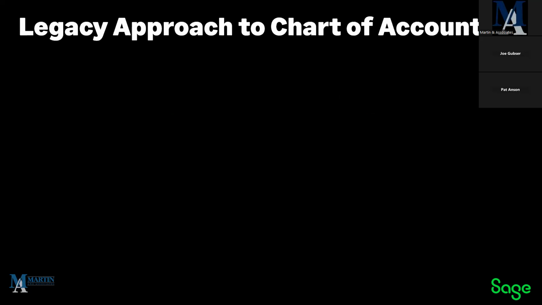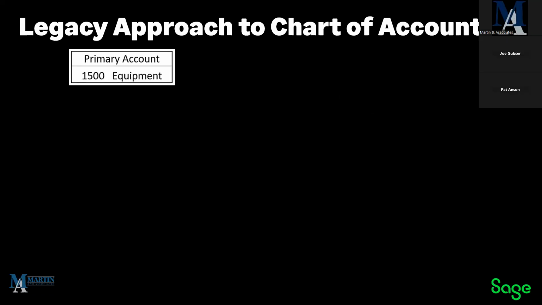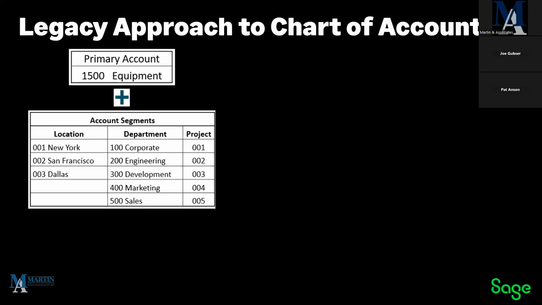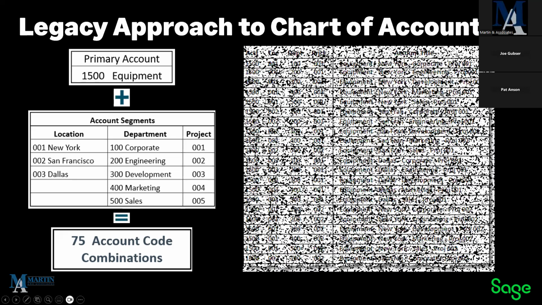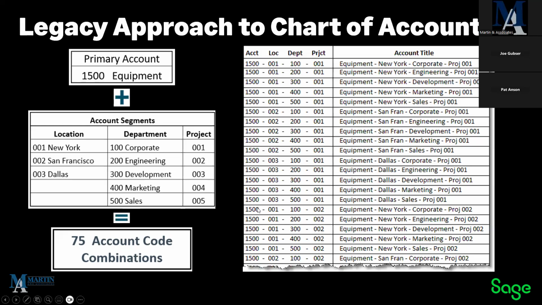Let's talk about the way a legacy chart of accounts works. So we have one account. It's an equipment account. It's 1,500. And as a company, we have 3 segments right now. We have a 3-digit location, a 3-digit department, and a 3-digit project. And here are the possible values for each of those. If you created every possible combination of this account for all these segment combinations, you would have to create 75 different accounts out in your chart of accounts just for that one 1,500 account.